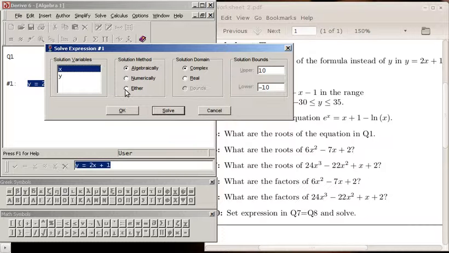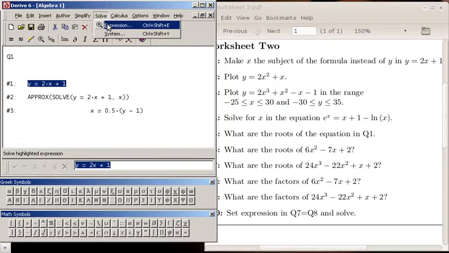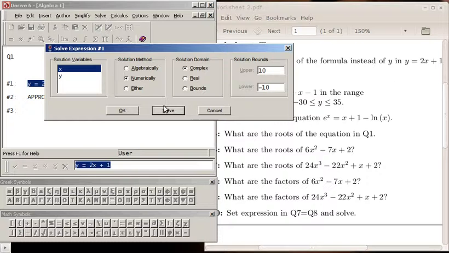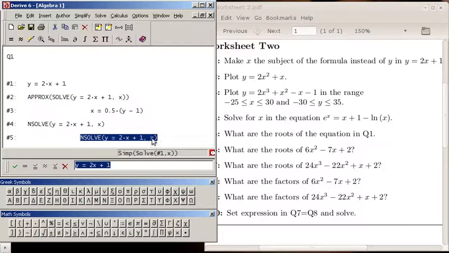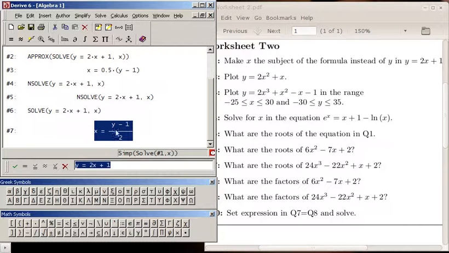Now we need to click either here and then solve. And you get the answer. Let's see what happens if we pick the other options. If I put numerical, I get no answer. And if I pick algebra, I get an answer. What are the differences between each one?